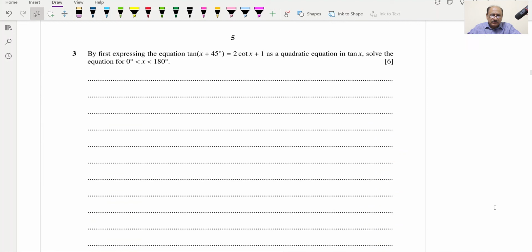Now question number 3. It says, by first expressing the equation tan(x plus 45 degrees) is equal to this one as a quadratic equation in tan x, solve the equation for 0 to 180 degrees, and this is a 6 marks question.